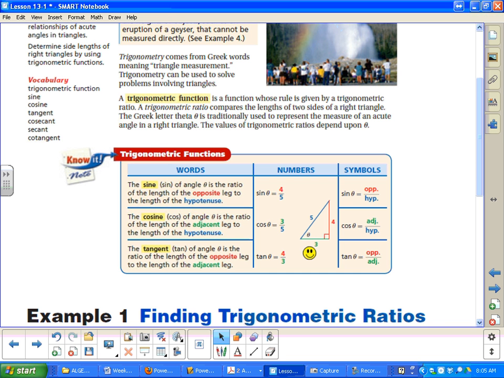We say that sine is equal to opposite over hypotenuse. Cosine is equal to adjacent over hypotenuse. That's the length of the side that's adjacent to the angle over the hypotenuse. And tangent is defined as the opposite over the adjacent.